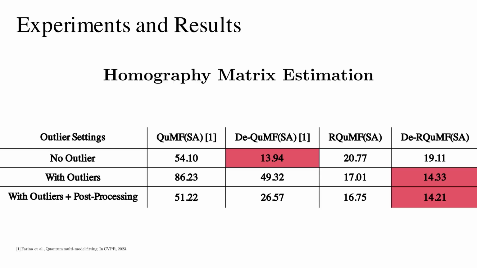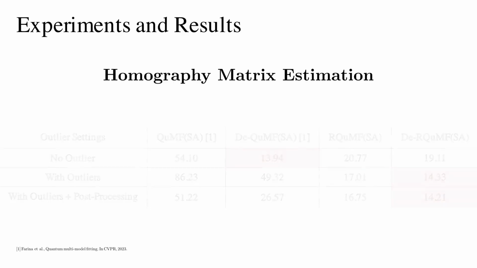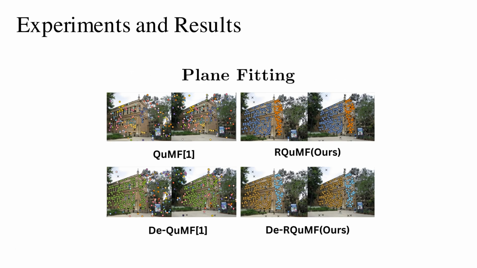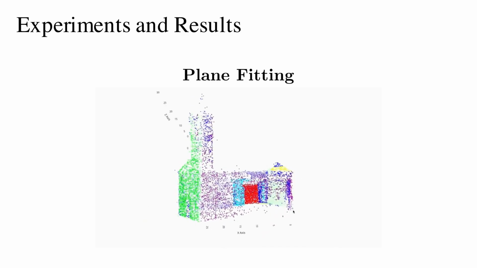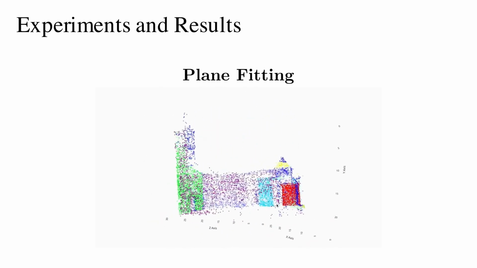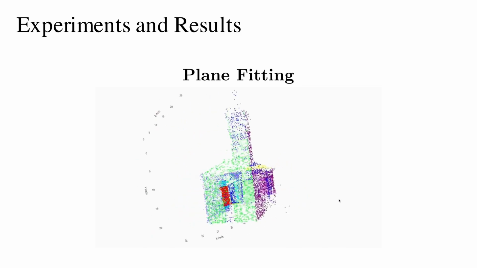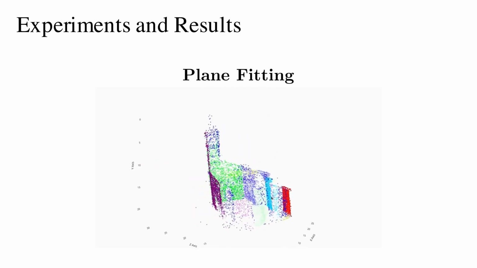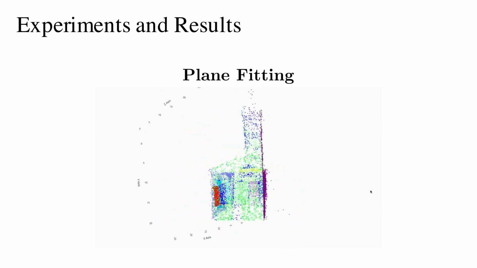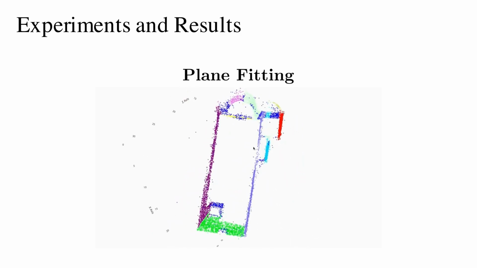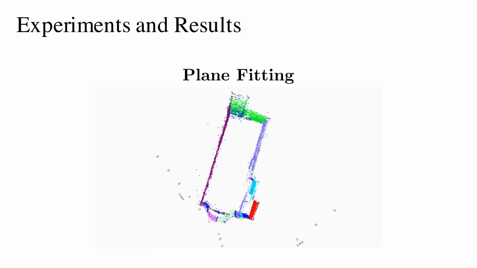Similarly, for homography fitting, our method does not outperform the previous method in outlier-free scenarios but excels in both outlier-prone and post-processing scenarios. In our plane fitting experiment, we are using our proposed R-QuMF method. The results demonstrate our method's ability to identify distinct planes within the point cloud. As anticipated, the fitting accuracy for cylindrical sections of the building is lower than the planar sections, given that our method is specifically designed to support plane sampling exclusively. This limitation is inherent to the design but effectively highlights our method's strength in detecting planar structures within complex datasets.